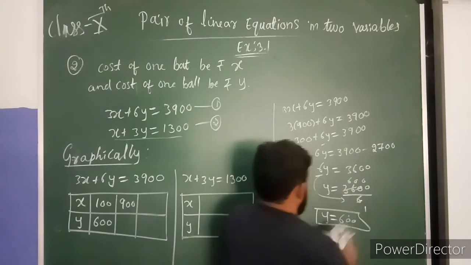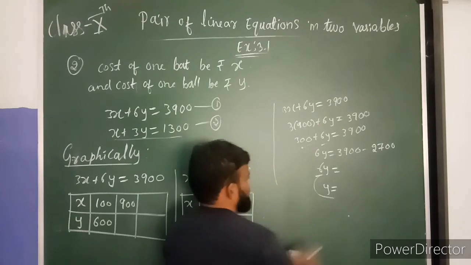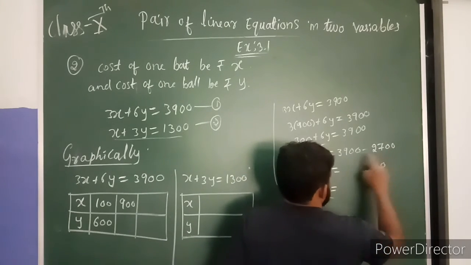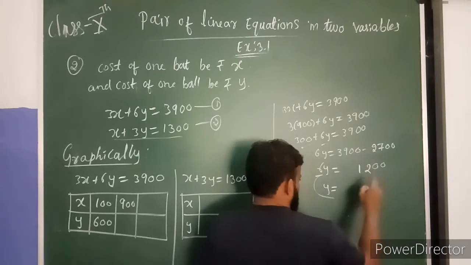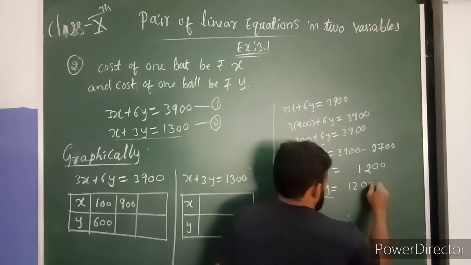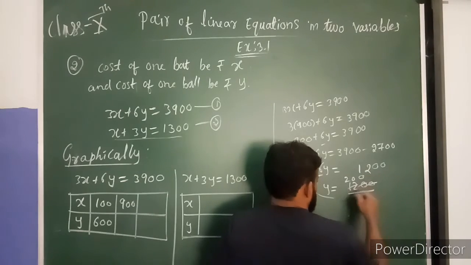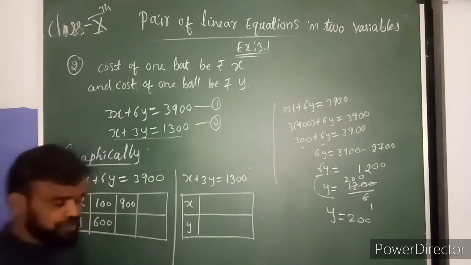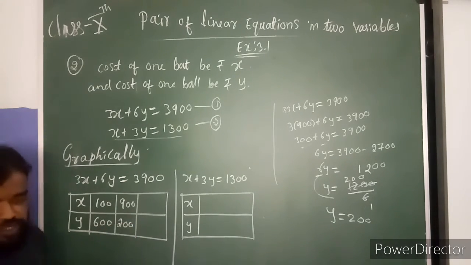After that, if I subtract this: 0 minus 0 is 0, 0 minus 0 is 0, 0 minus 0 is 0, 9 minus 7 is 2, and 3 minus 2 is 1. So we can easily find 1,200 divided by 6. 6 ones are 6, 6 twos are 12, 6 times 0 is 0, and 6 times 0 is 0. And what is the y value? y is 200, right? I can put that as 200. We got this like that.